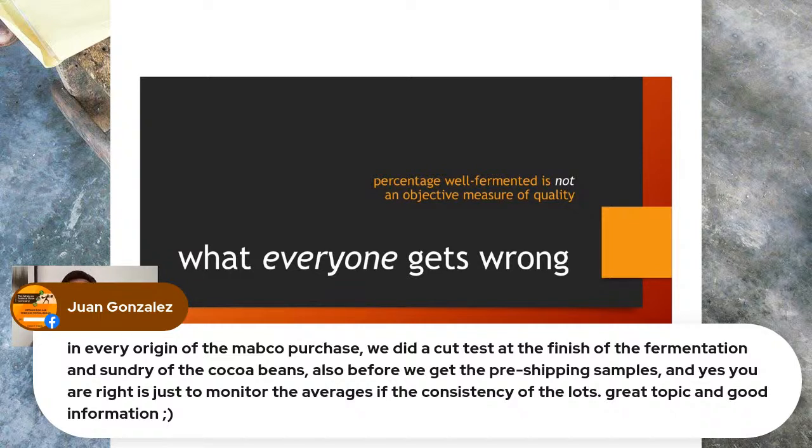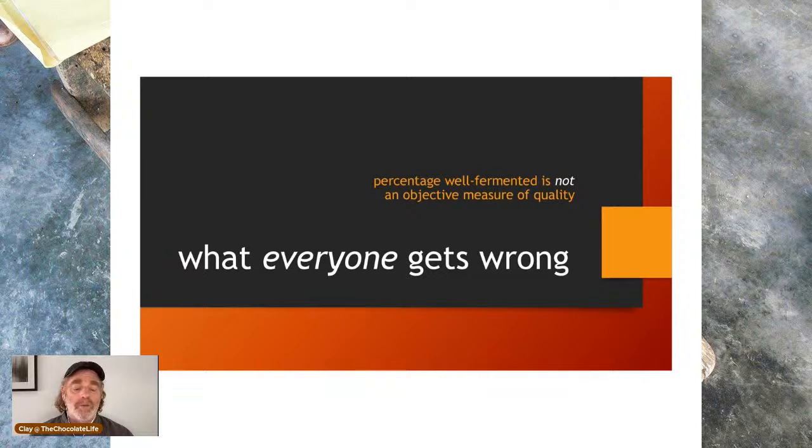But when you try to make objective evaluations of beans the first time you have ever seen them, and this is important, you've never seen a bean before, you do a cut test, you look at it and you go, it's only 50% well fermented, I'm going to reject it. Wrong. You've just completely misunderstood what a cut test is for, right? And so I want to thank Juan for doing that.